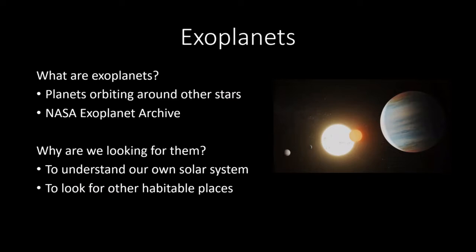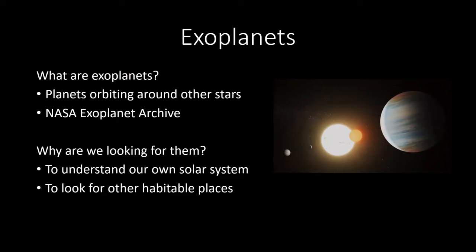To be included in the NASA Exoplanet Archive, an object must meet the following criteria. 1. The mass is less than or equal to 30 Jupiter masses. 2. The object is not free-floating. And 3. The findings and the observations are peer-reviewed.